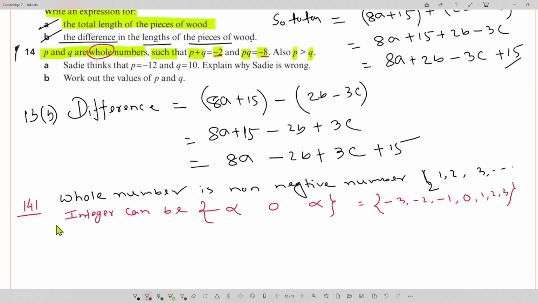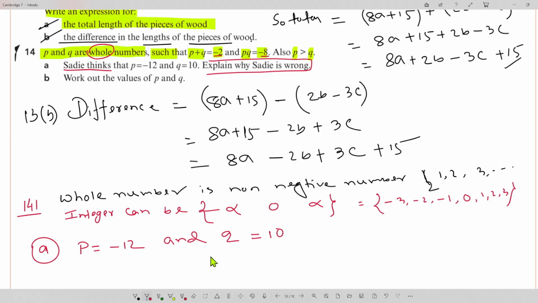Okay, now number A. Sadia thinks that P equals minus 12 and Q equals 10. Explain why Sadia is wrong. Look, here is minus 12 plus 10, it means P plus Q, minus 12 plus 10, it will be minus 2. This is okay.